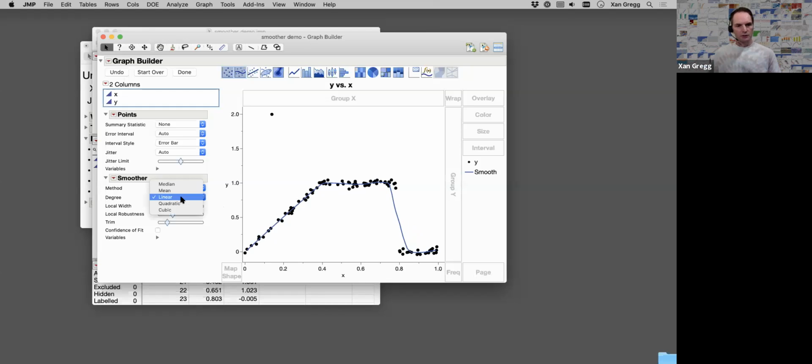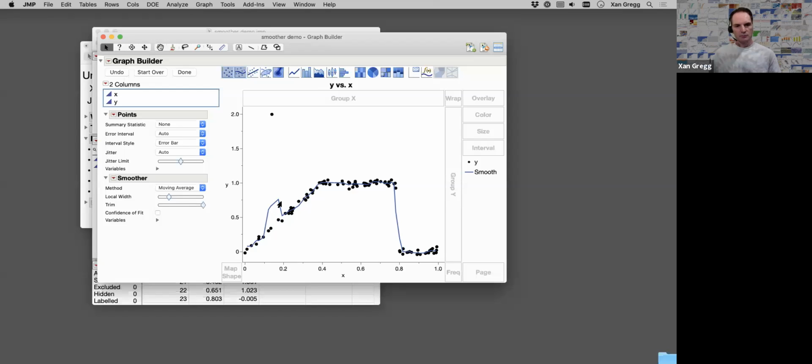And you can also choose what the local fit is. Don't expect it to matter much here, but if your data has a lot of peaks and valleys, then a quadratic fit is going to have an easier time following those. So that's loess and the moving average.